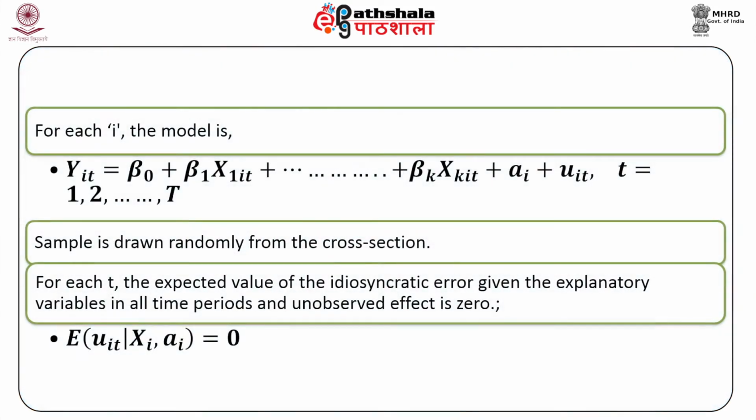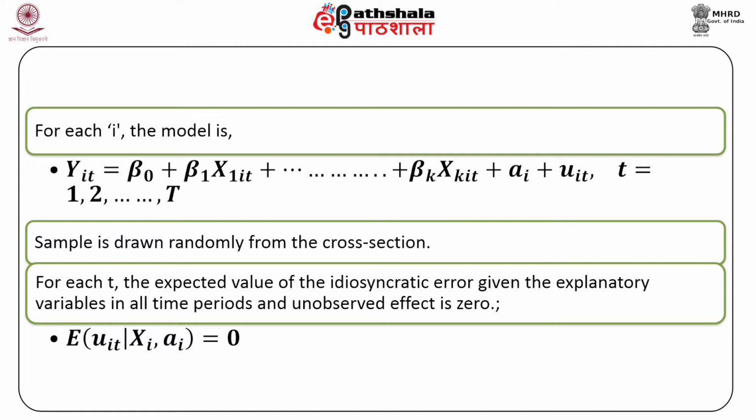The ideal random effects assumptions include the following. Number 1, for each i, the model is y_it equals beta naught plus beta 1 x_it1 through beta k x_itk plus a_i plus u_it, t going from 1 to capital T, where the beta j are the parameters to estimate and a_i is the unobserved effect. Sample is drawn randomly from the cross section. That was the second assumption.